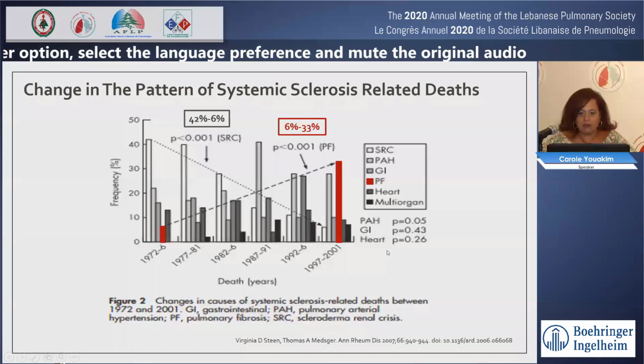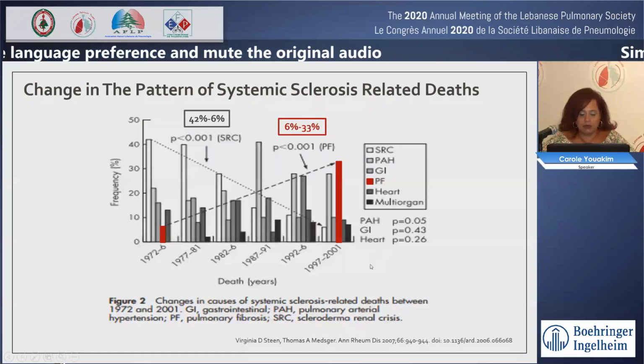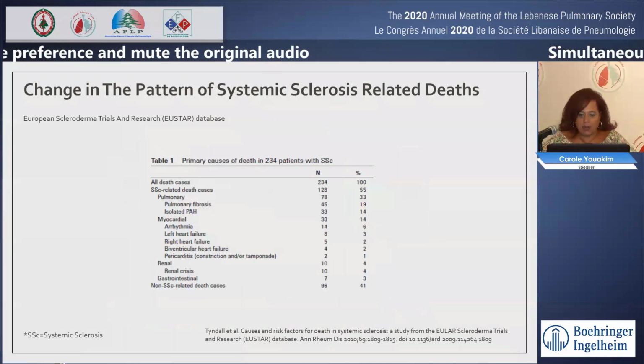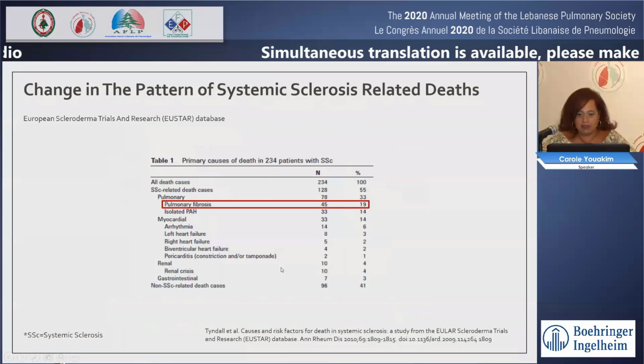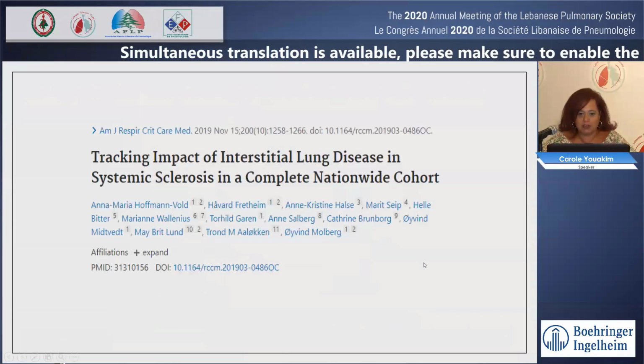Well, you may tell me this is old data. This was 20 years ago. Maybe things have changed. Unfortunately, they haven't changed. These are data from the USTAR database. Pulmonary fibrosis remains the primary cause of death in patients with systemic sclerosis.